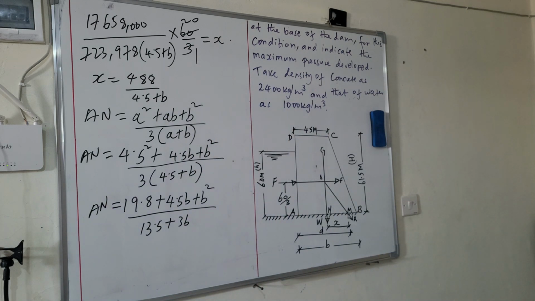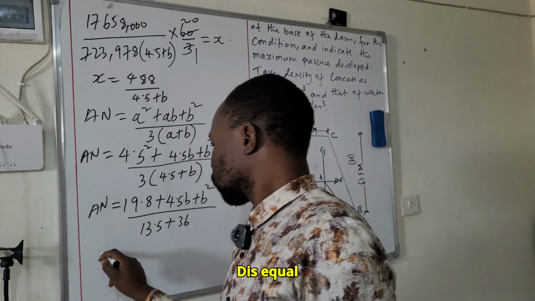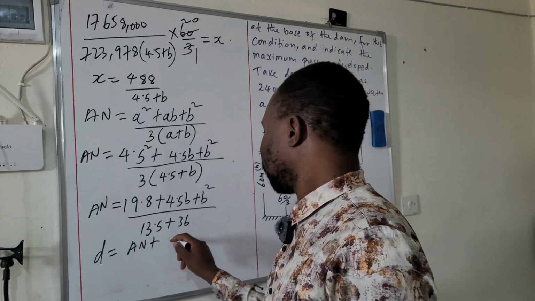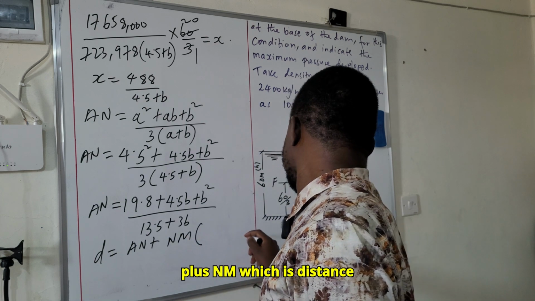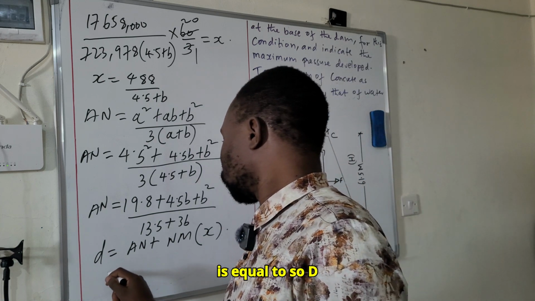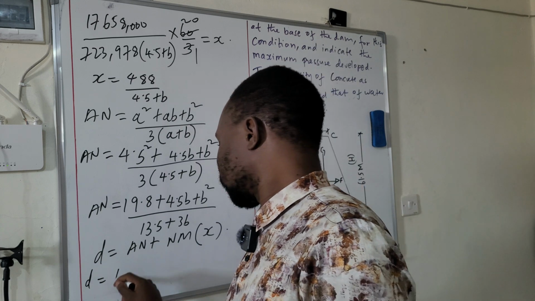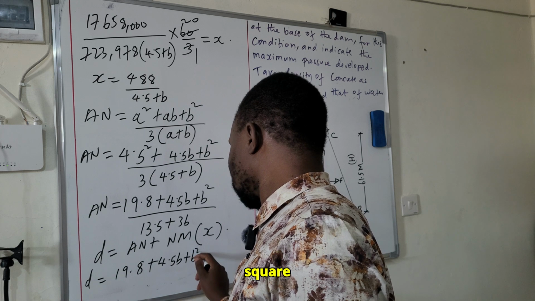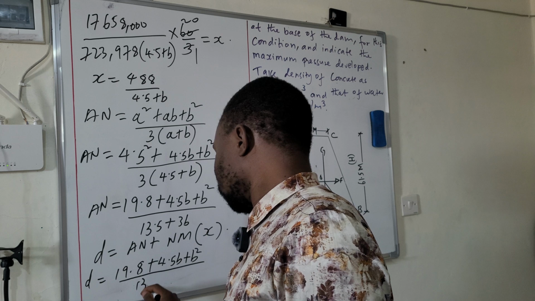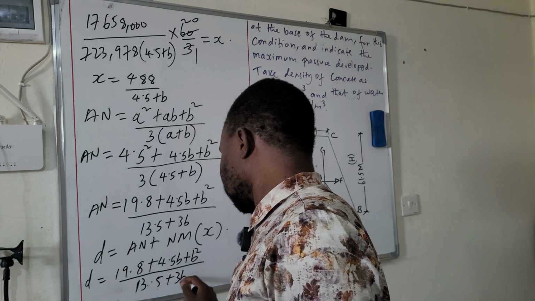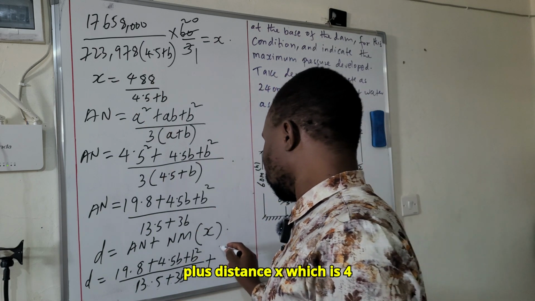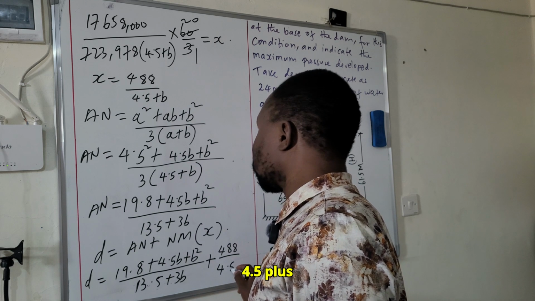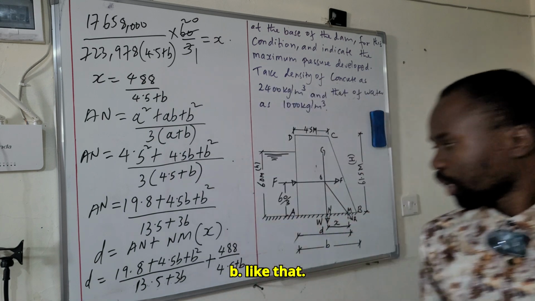After calculating distance AN, another distance to calculate is D. So D is equal to AN plus NM, which is distance X. So D is equal to, AN is 19.8 plus 4.5 B plus B square over 13.5 plus 3B, plus distance X, which is 488 over 4.5 plus B, like that.